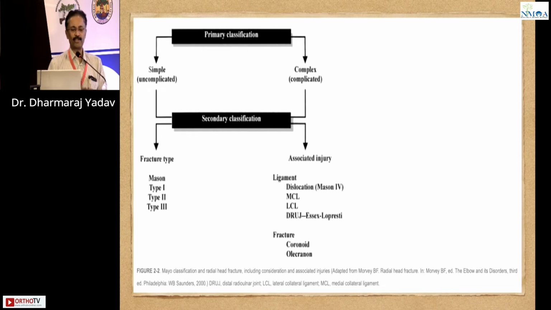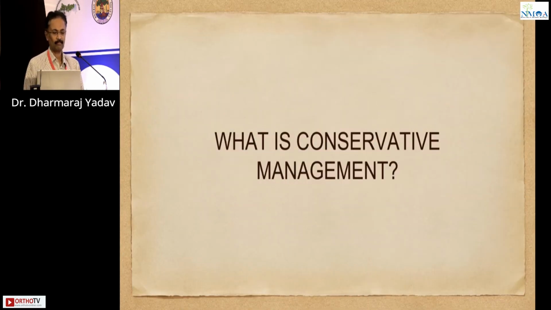Primary classification: simple, complex. Simple, Mason 1, 2, and 3, which were marginal fracture, sectoral fracture, and comminuted fracture. But now, associated injuries gain more importance because all comminuted fractures are not the same. So medial collateral, lateral collateral, distal radioulnar joint disruption, interosseous membrane disruption, associated coronoid and olecranon fracture will decide which radial head fracture is stable and which is unstable.